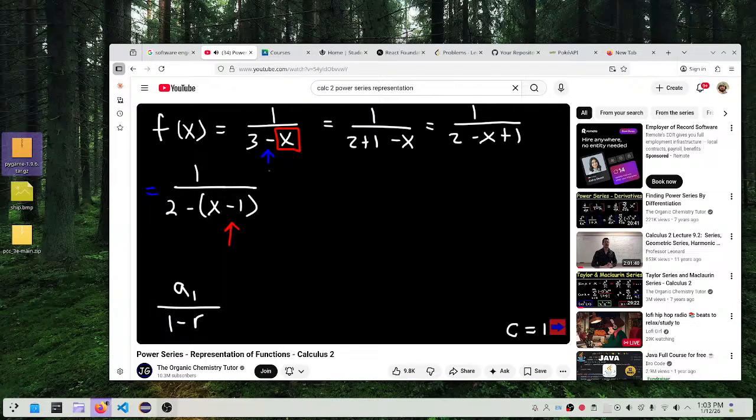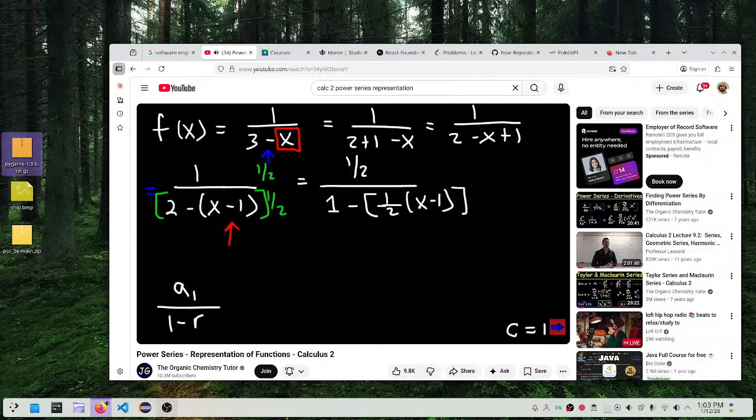And so to do that, we're going to multiply the top and the bottom by 1/2. And so this is going to be 1/2 divided by 2 times 1/2, that's 1. And then this times 1/2, so I'm going to write it like brackets 1/2 and then parentheses x minus 1. Do not distribute the 1/2 to x minus 1. The x minus 1 part is your x minus c term. Now, it's in the appropriate form. So we could see that a is 1/2.